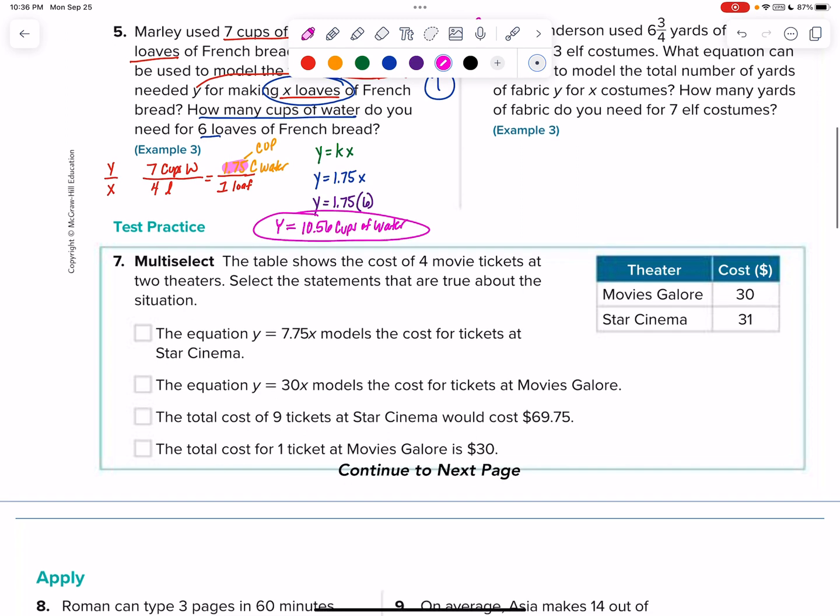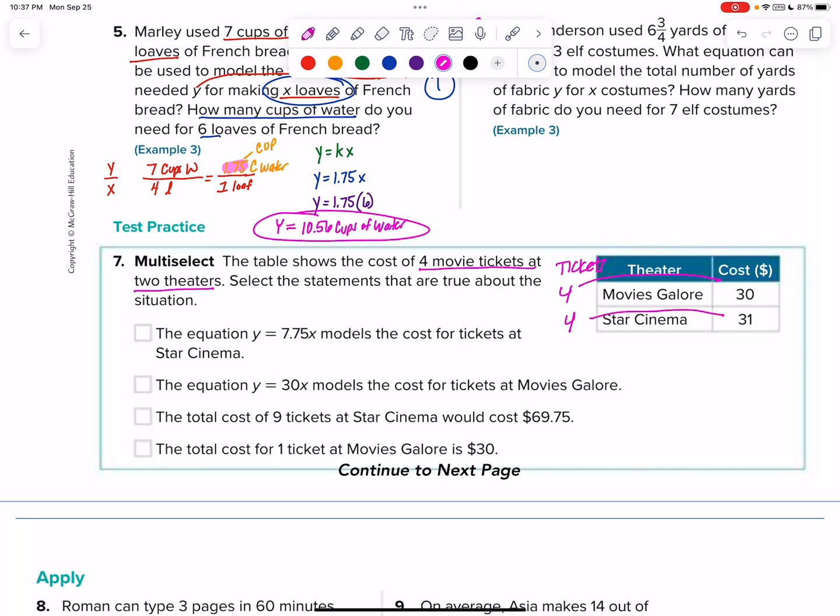All right, number 7 here. In your homework, it says the table shows the cost of 4 movie tickets at 2 theaters. Select the statements that are true about the situation. So this is the cost of 4 movie tickets. So 4 tickets cost this much. I'm making some notes here. 4 tickets cost this much.